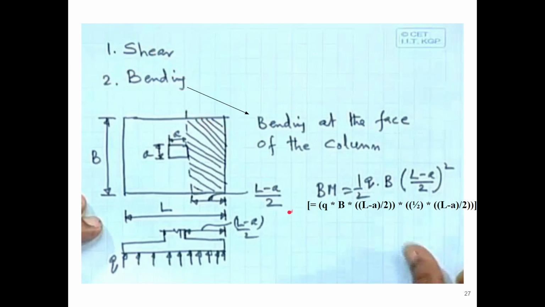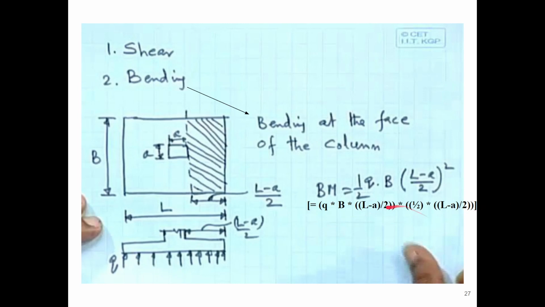Say, for example, if we take the case of bending, the critical section always occurs at the face of the column. So this is the column, this is the footing, of dimension B by L, and this is a column having a dimension of a by a, that is a square column, right? Here, the critical section in case of bending is directly at the face of the column. And if we want to find the bending moment, it comes to be half q B into (L minus a) by 2 whole square. So I have dissected the parts of the calculation.